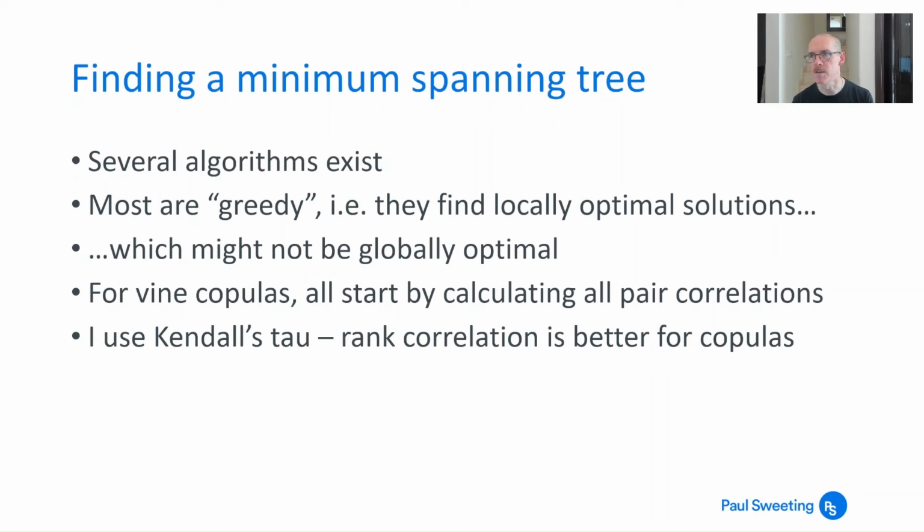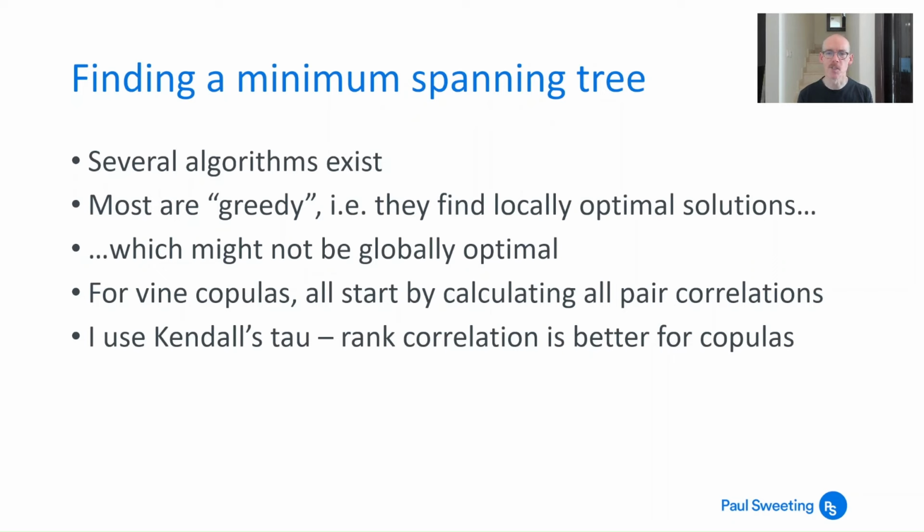Because if you're trying to find the best global solution, that's complicated. Trying to look at the best local solution and then move on to the next local solution and try and make sure that's best as well, that's much more tractable. So if we're doing this for vine copulas, the algorithms that I'm looking at, they all start by calculating all of the possible pair correlations, which isn't as bad as it sounds.